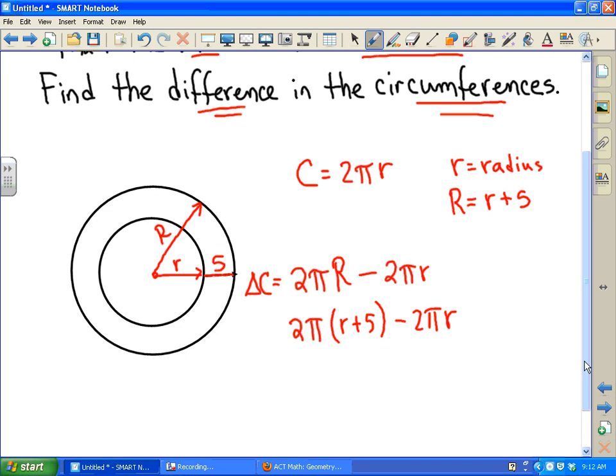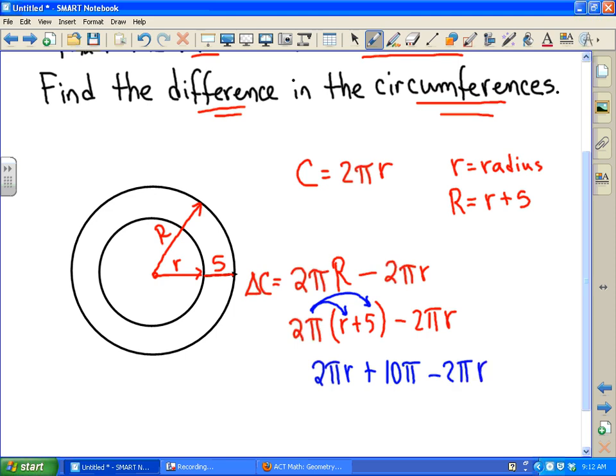We might use the distributive property and multiply this out here. So we'll multiply 2 pi times r. So you're going to have 2 pi r plus 5 times 2 pi, what is that? 10 pi, minus the 2 pi r for the smaller circle.